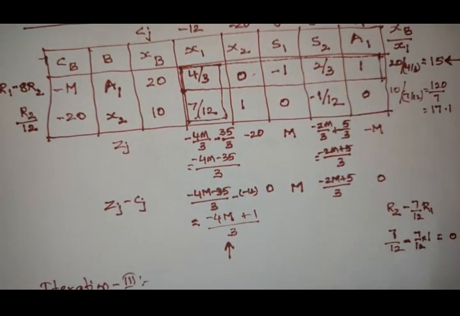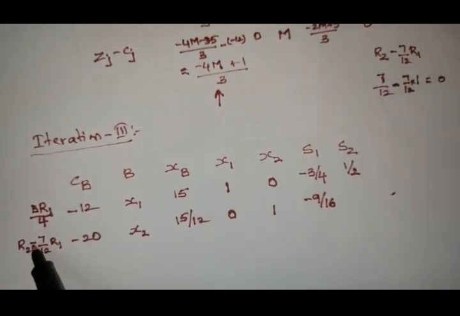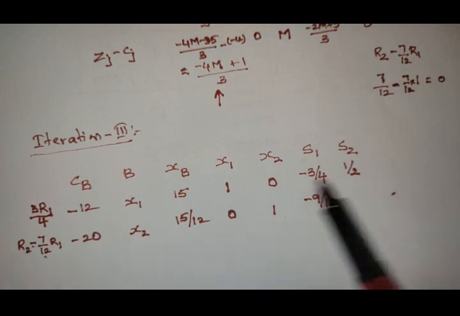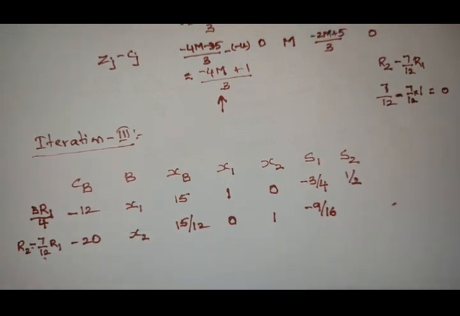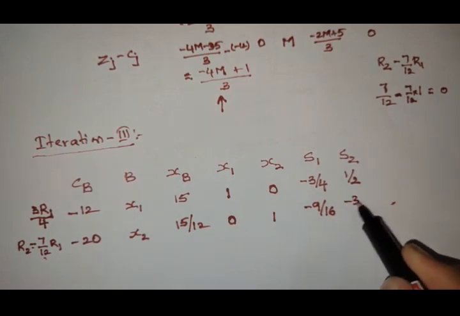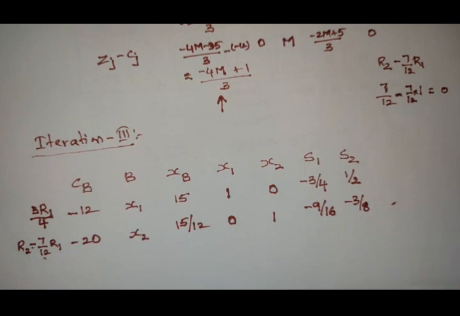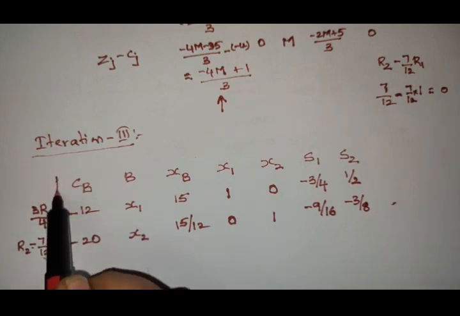Next, minus 1 by 12 minus 7 by 12 into 1 by 2. How much will we get? We will get minus 3 by 8. Now let us make this a box.